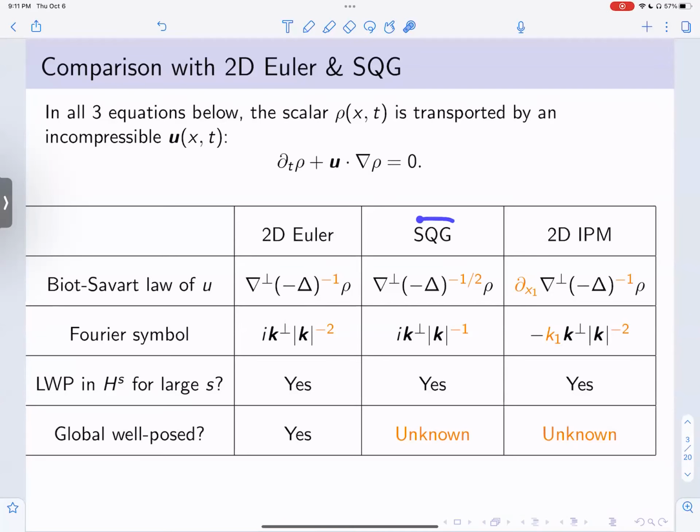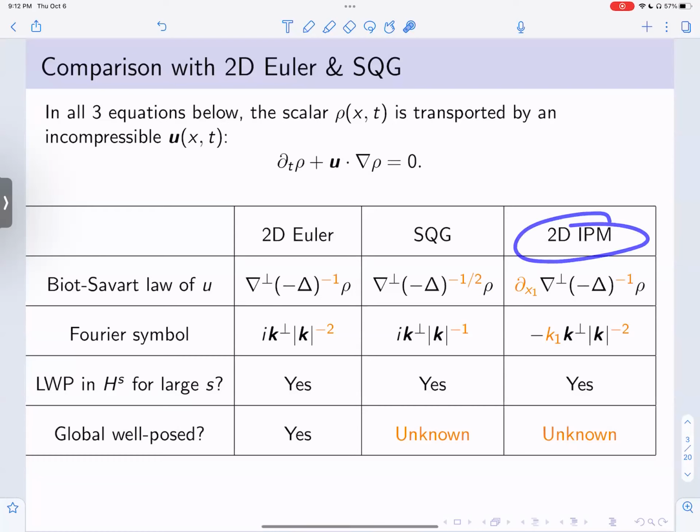And as for the SQG, the difference between SQG and 2D Euler is that instead of taking the full inverse Laplacian, we only take a 1/2 inverse Laplacian. So there is one less integral in some sense, and that's also reflected in the Fourier symbol. So this is homogeneous of degree 0. And one can also see that roughly we take only one derivative and one integral, right? So u is roughly at the same regularity as rho.